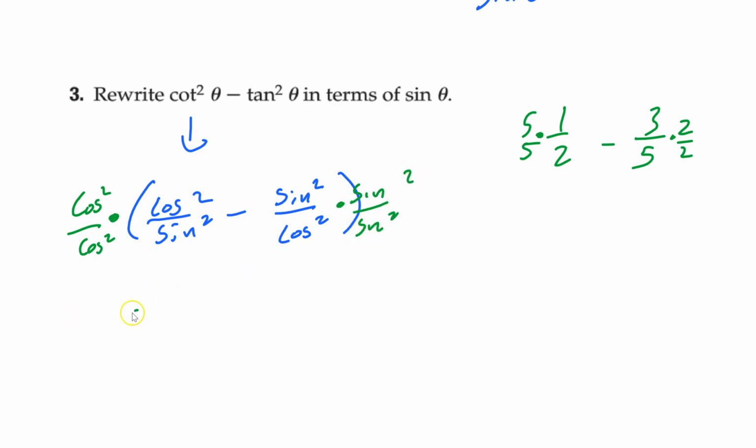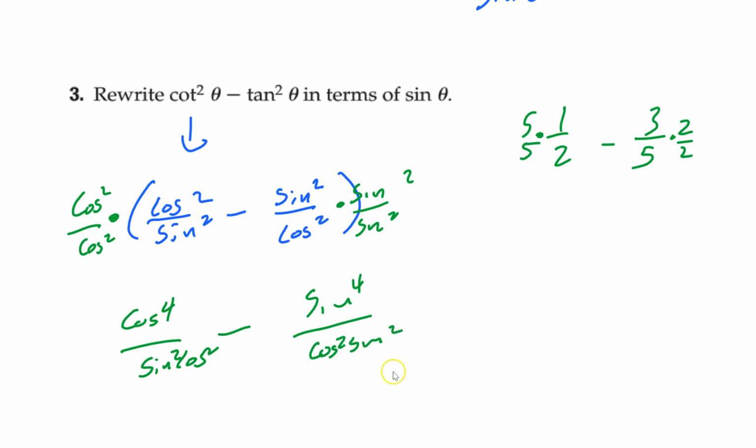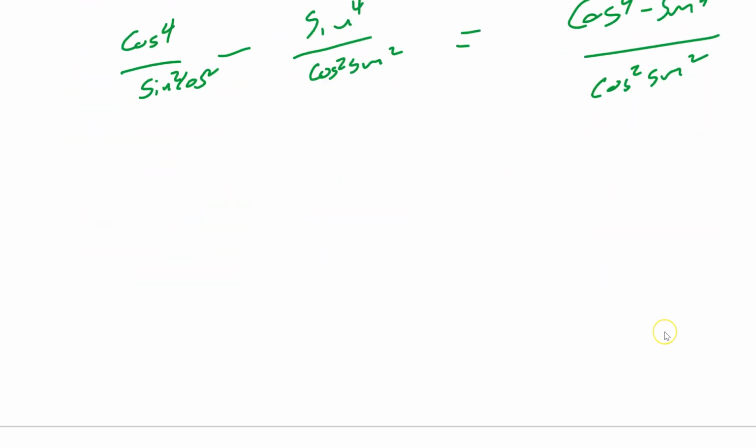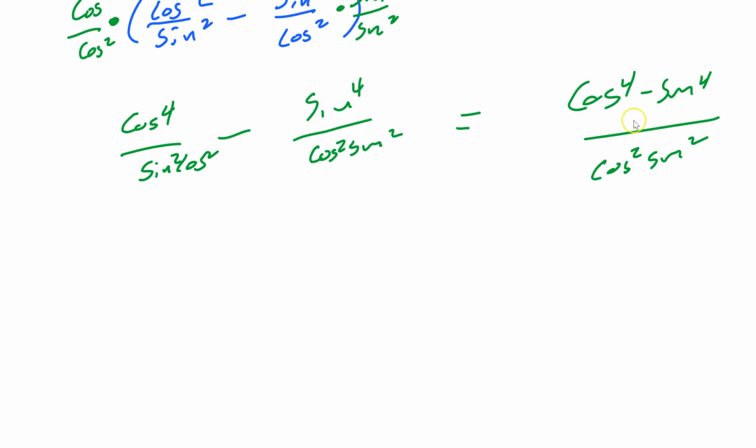So I'm going to get cosine to the 4th over sine squared cosine squared minus sine to the 4th over cosine squared sine squared. So the other thing, now we could combine them. I get cosine to the 4th minus sine to the 4th all over cosine squared sine squared. You're like, that's disgusting. It is, but we could go a little further.